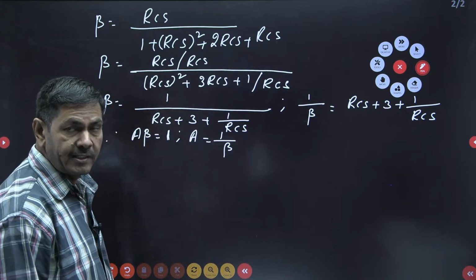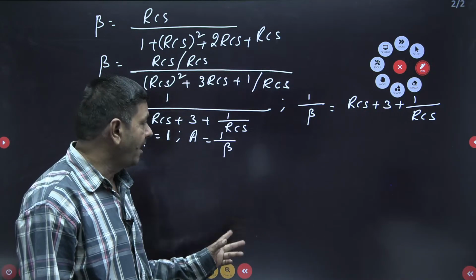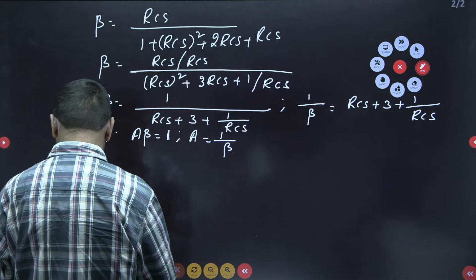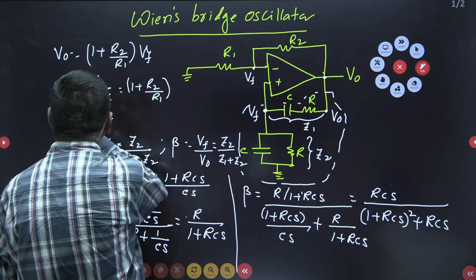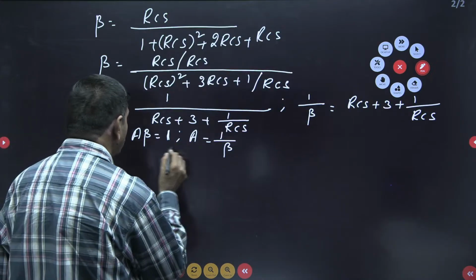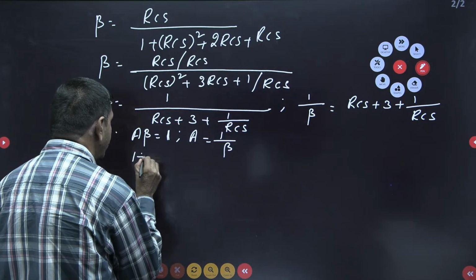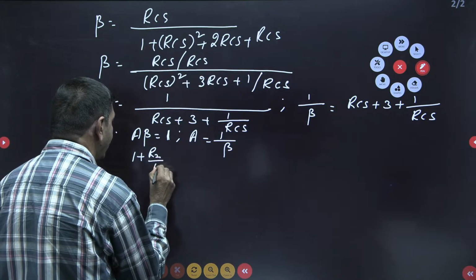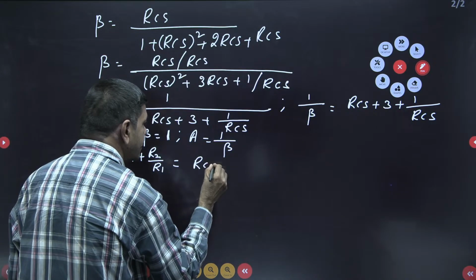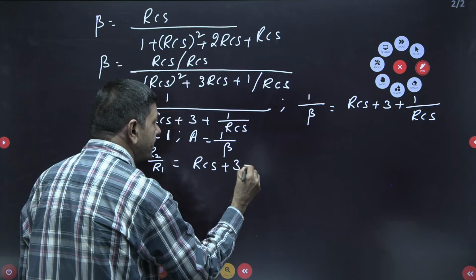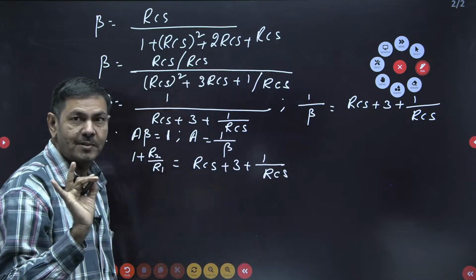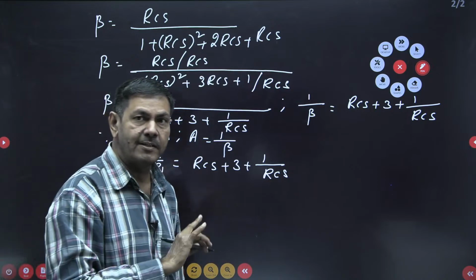My aim is to find out the frequency and the R2 and R1 relation. A we got already. How much did we get for A? The A is nothing but 1 plus R2 by R1. 1 plus R2 by R1, A. 1 by beta is nothing but that value, RCS plus 3 plus 1 by RCS. You must follow this analysis. It is very valuable, understand now.